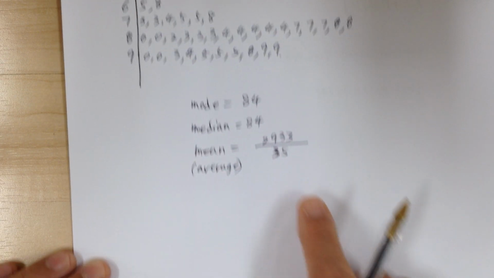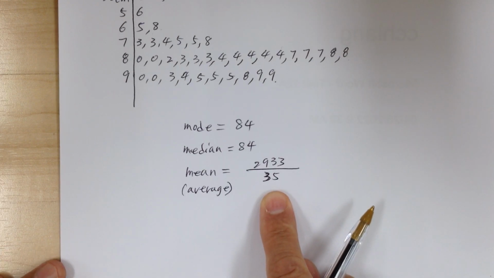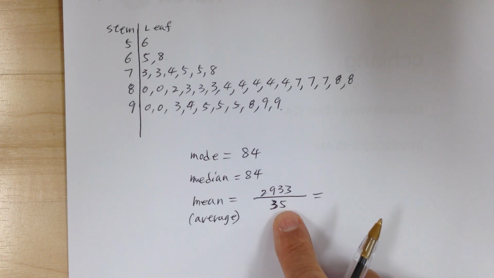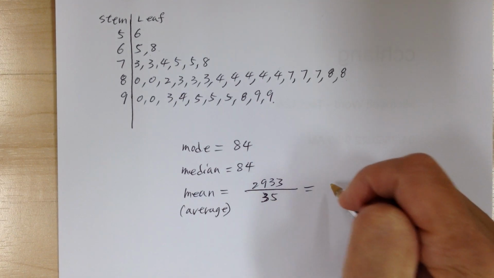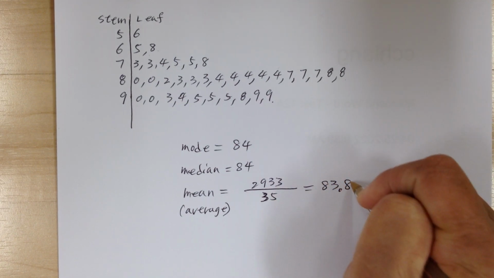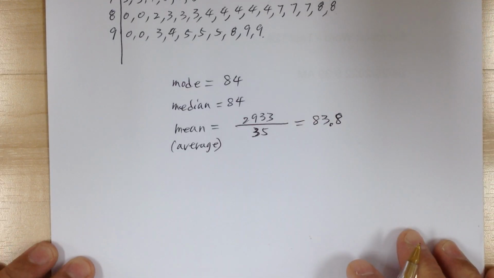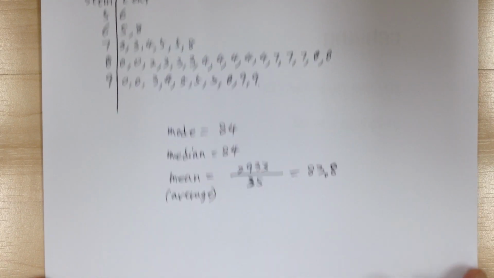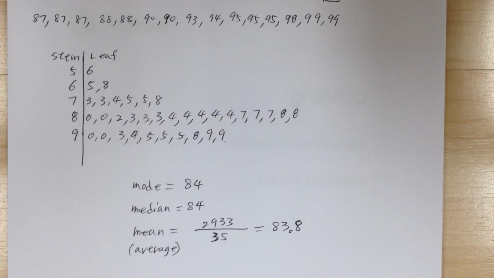This is like a class of 35 students. So you add all this together, and you divide by the 35. That's how you get an average. So it'd be 83.8. And that's it. Okay, so let's go and do example 3.